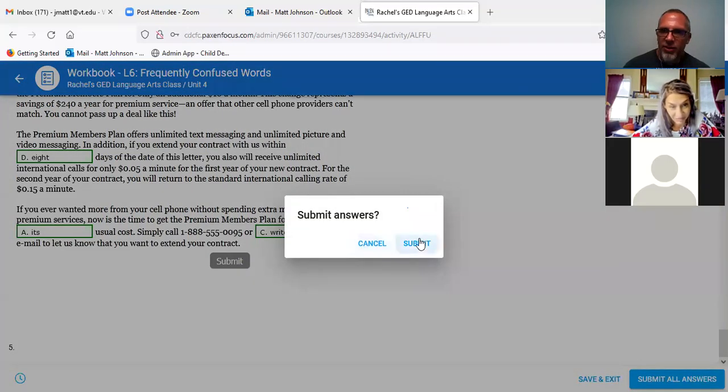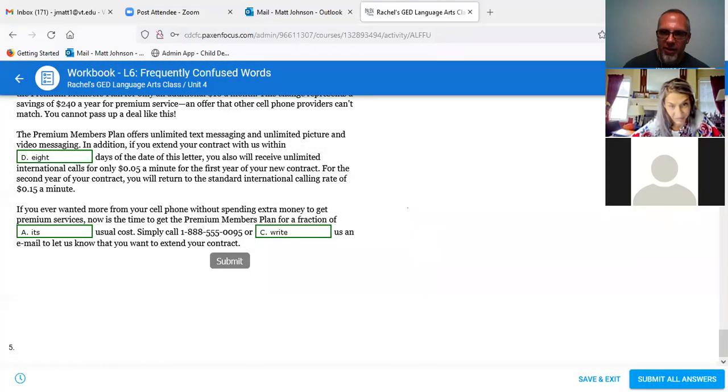So that might be a good place to stop. What do you think?